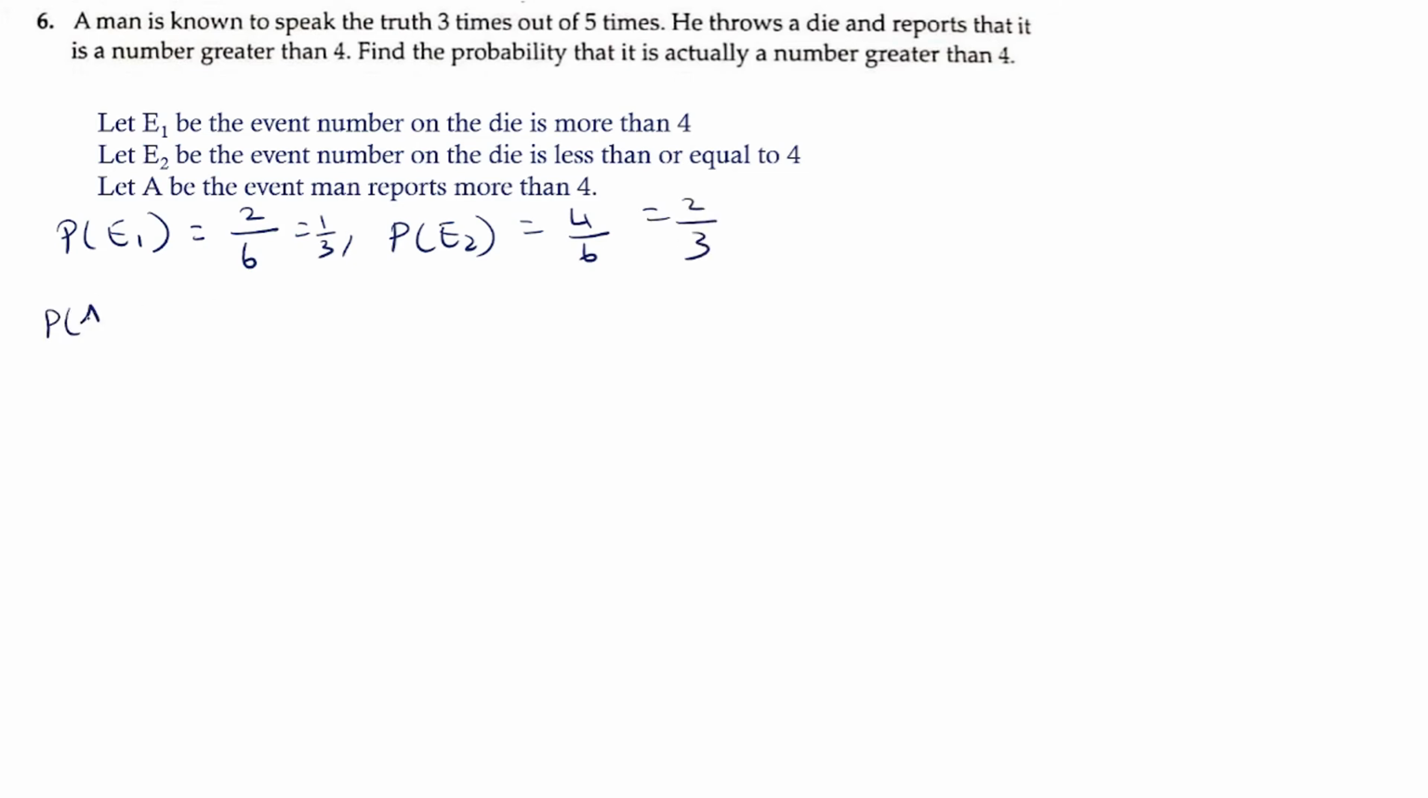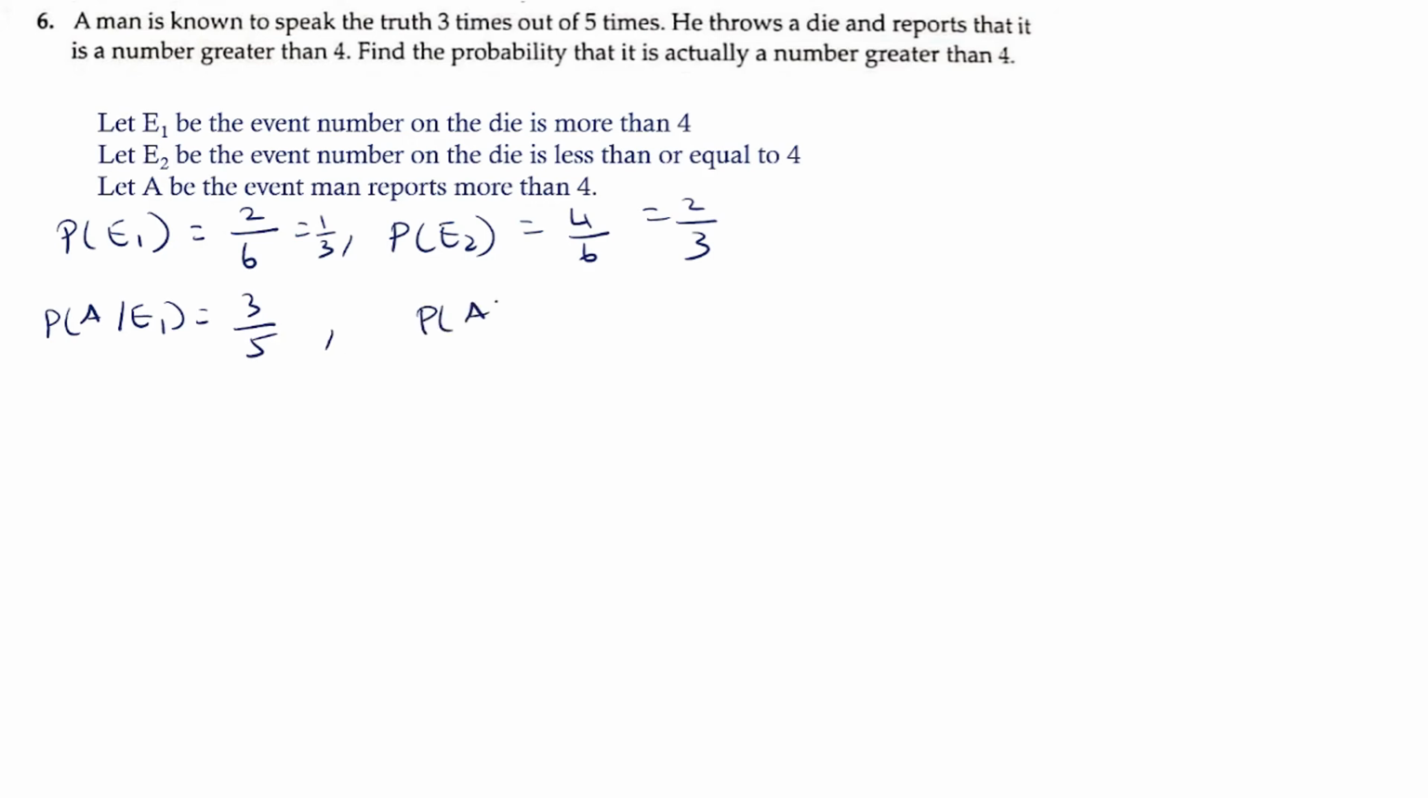Then probability of A given E1. So A is the event, the man reports more than 4. Probability of A given E1 is the man reports 4 and the die is also more than 4. It means the man has spoken the truth. So probability of A given E1 is 3 by 5.